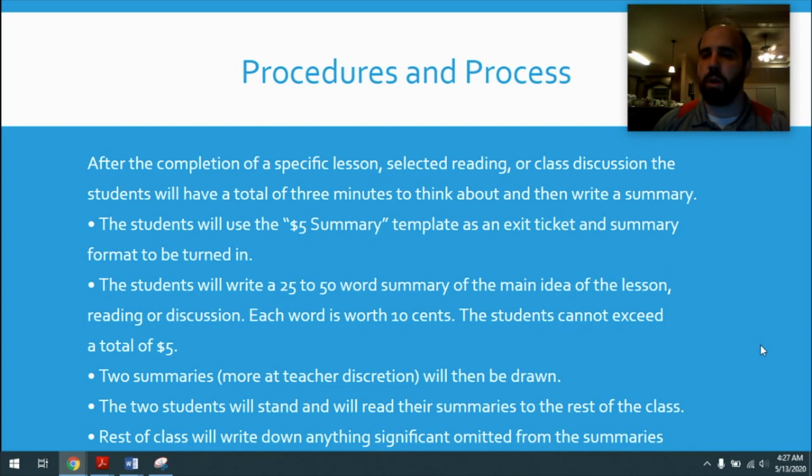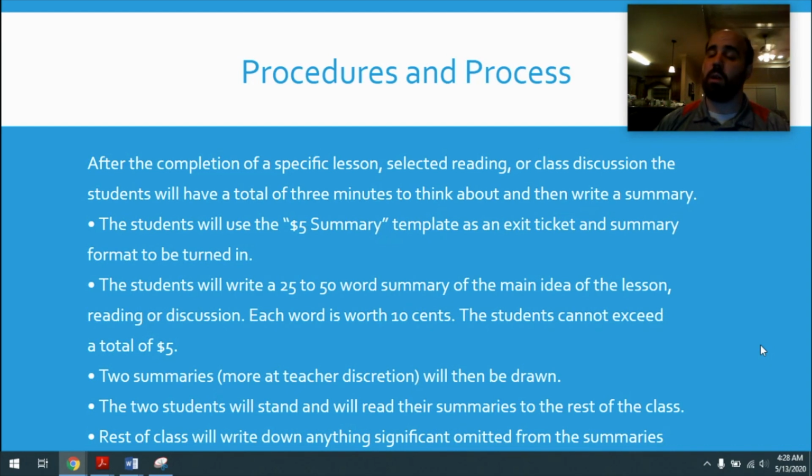you can do some whole class type where you randomly pick out students to get up and read theirs. And then what we like to do is have students jot down what they missed, just what were some parts that weren't in their summary that were vital parts. And by just jotting it down independently, they're not saying it out loud, they're not ridiculing, they're rethinking, and they can jot that down on their $5 summary.